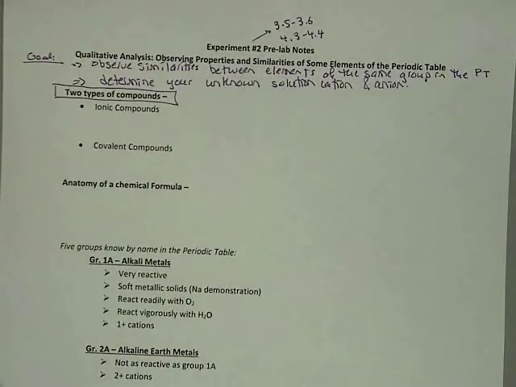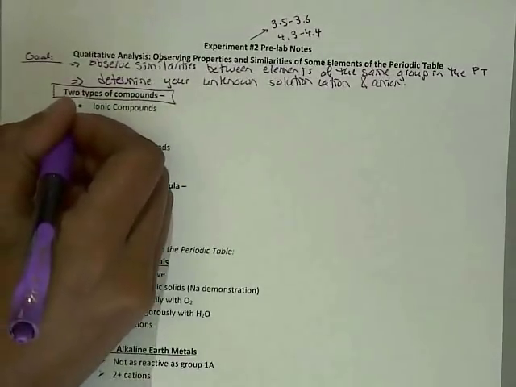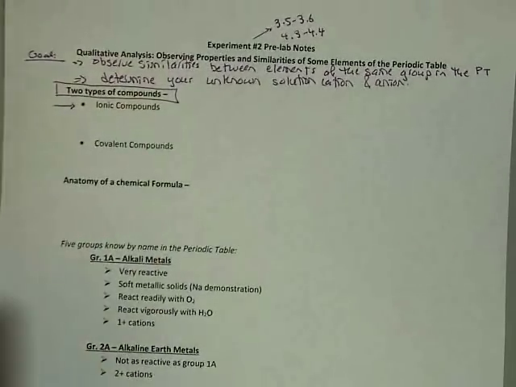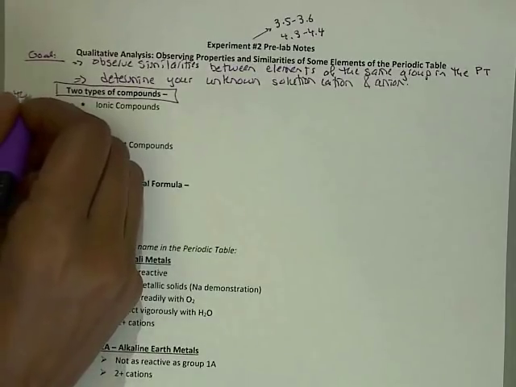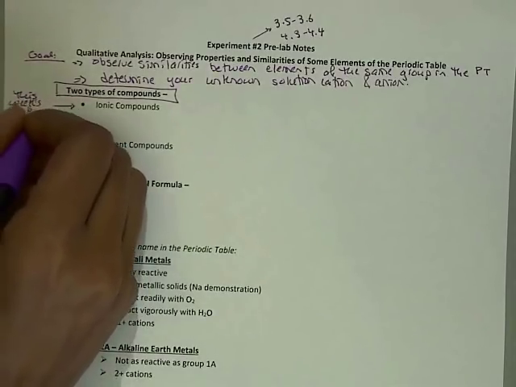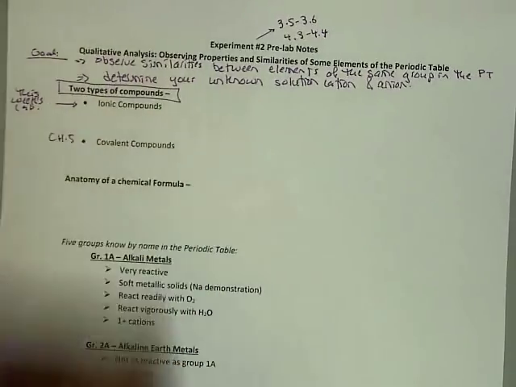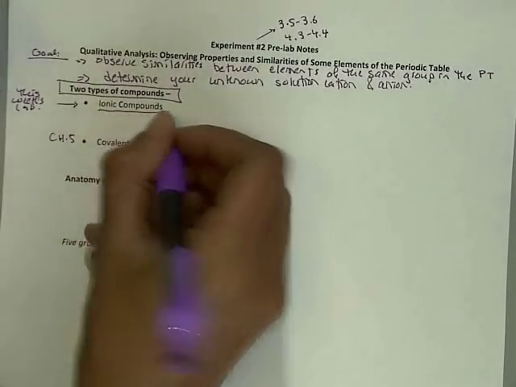So in chemistry, we have two types of compounds. We have ionic compounds and we have covalent compounds. In this week's lab, we're dealing with ionic compounds. We'll talk more about covalent compounds in Chapter 5, but for now, let's focus on ionic compounds.